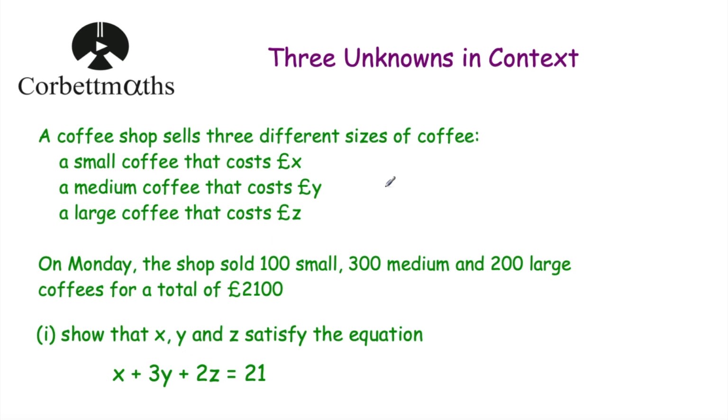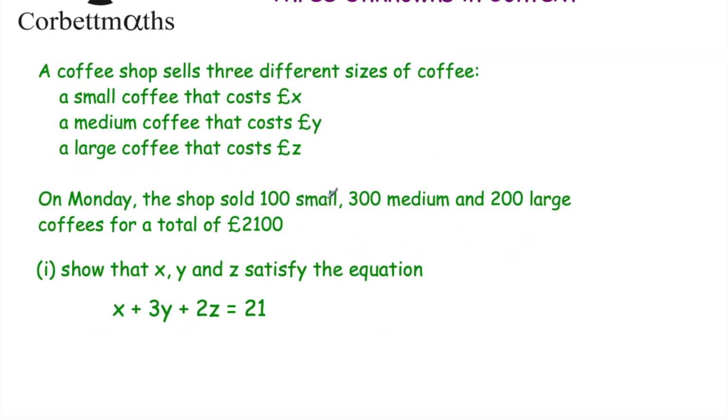Quite often with these simultaneous equation questions, whenever they're in a context, you might be asked to create each one of the equations before you then solve the simultaneous equations. So that's what we've been asked to do here in part 1. We've been asked to create this equation. To create it, we're going to focus on the information we're told in the question. We're told that the shop sold 100 small coffees, 300 medium coffees, 200 large coffees for a total of £2,100. So let's use this information to create an equation.